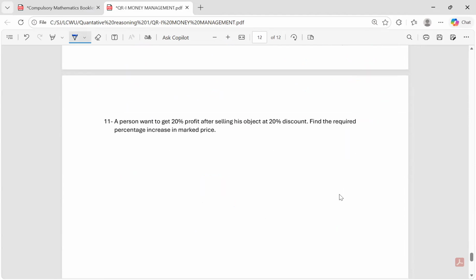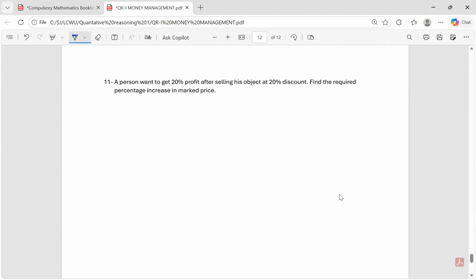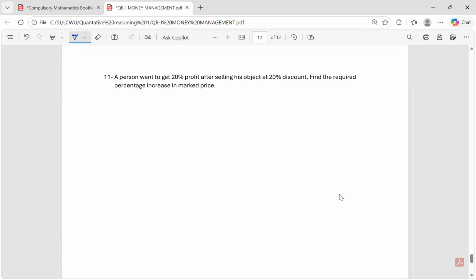Now the last question of the exercise. A person wants to get a 20% profit after selling his object at a 20% discount. Find the required percentage increase in the marked price. Let's suppose, since we have 20% profit at the 20% discount, that the cost price of the object is equal to 100 rupees.